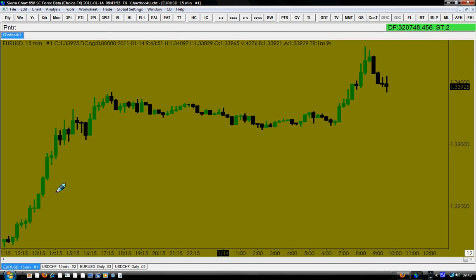It's pulling back, pulling back, pulling back. So you just step back, and as soon as you see a continuation of the trend, you join again, multiplying your position.